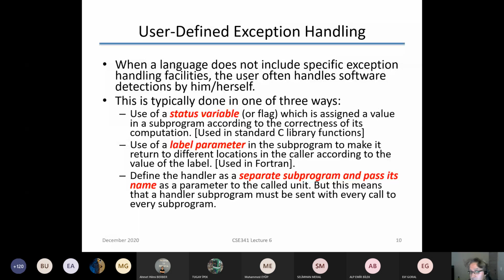Another is the use of a label parameter in the subprogram to make it return to different locations in the caller according to the value of the label. This is mostly used in Fortran. And the third is to define the handler as a separate subprogram and pass its name as a parameter to the called unit. Okay, so this is another possibility. This is a little bit more evolved than the first two. So this is what you do in a programming language like C and Fortran, where there is no explicit exception handling mechanism.